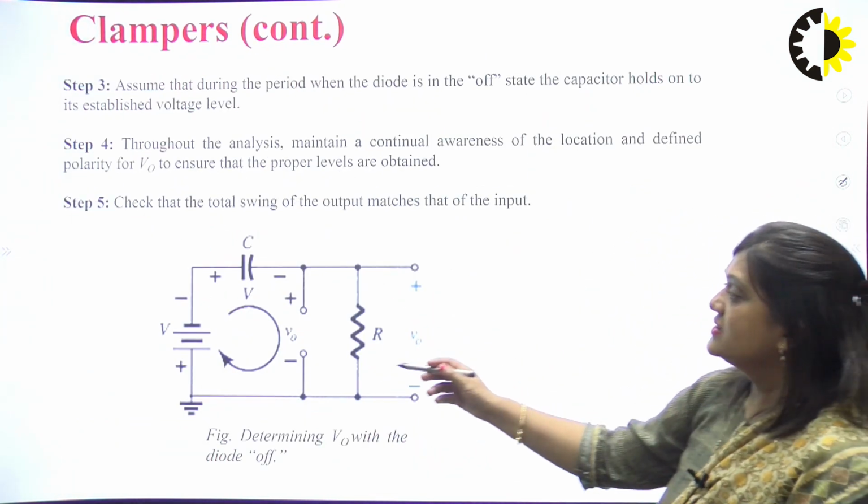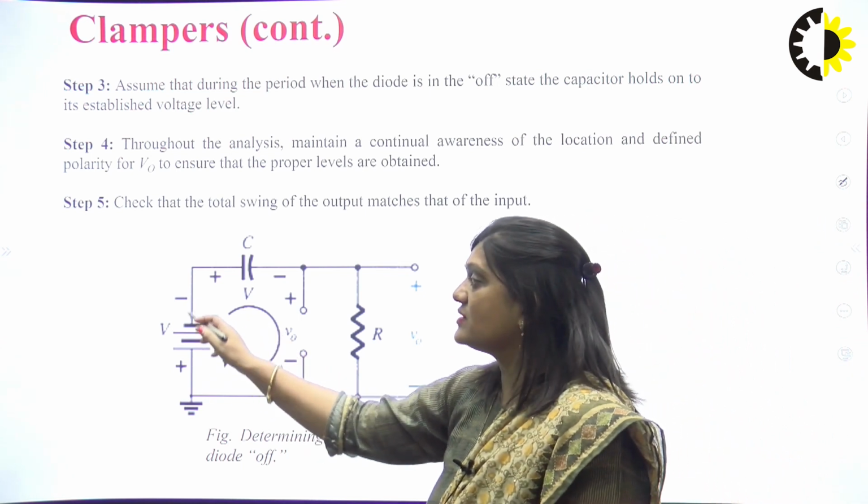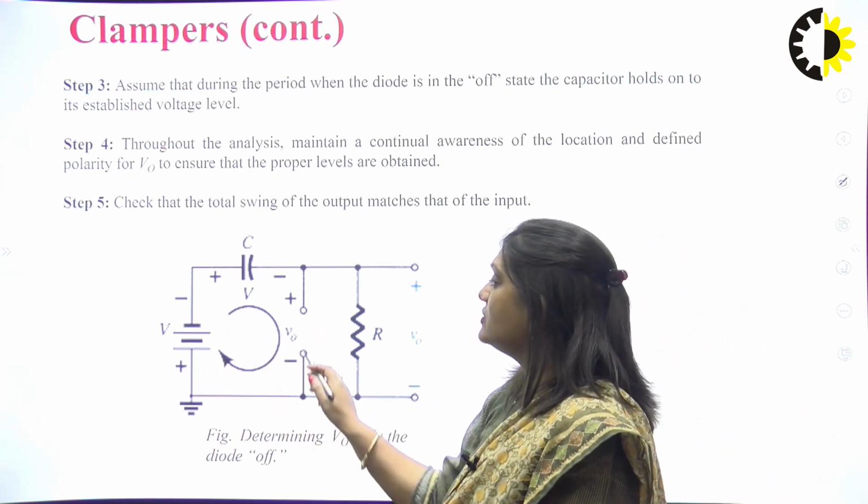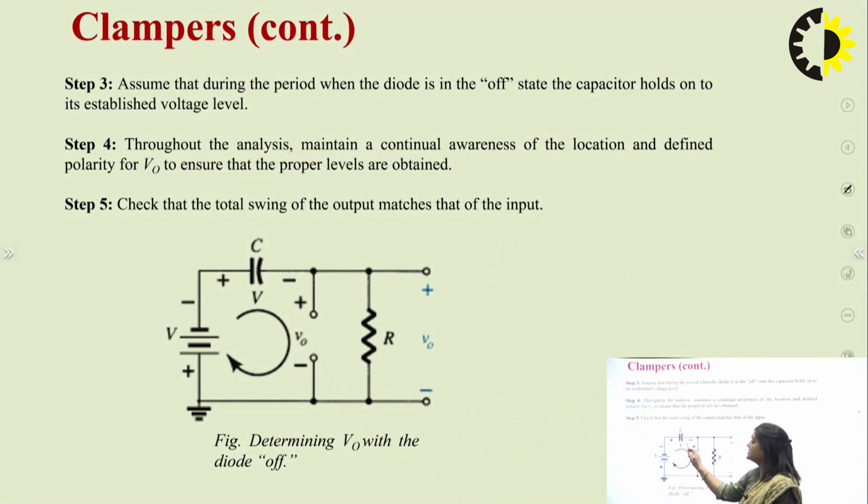Here we can see this is the case when negative half cycle was there and the diode is open, and the capacitor will hold all the charge that it was charged up to in the positive half cycle. So in that case, output voltage would be minus 2V, and in positive half cycle output was 0 and negative half cycle output was minus 2V.